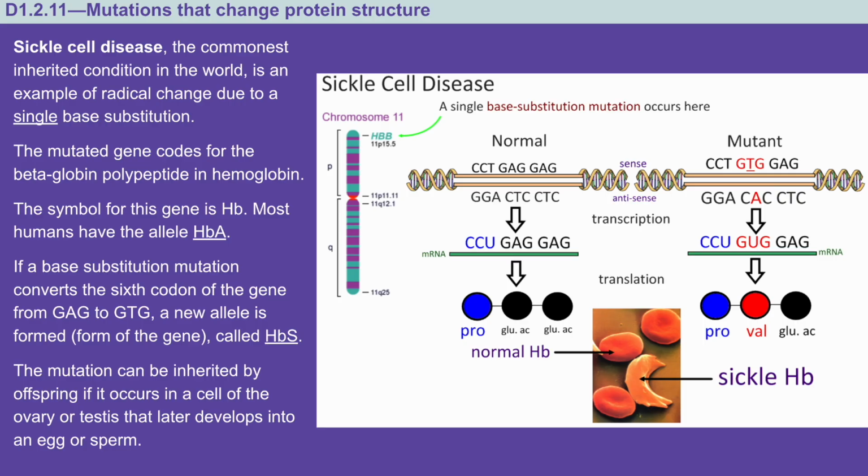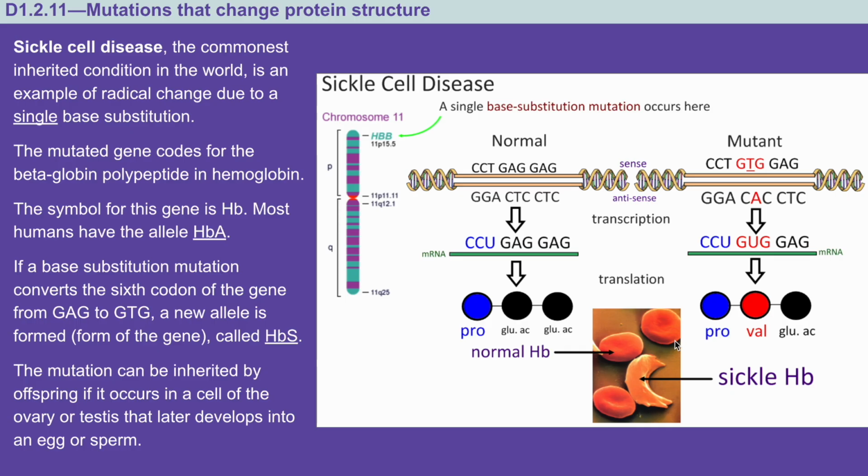Let's look at an example where a single base substitution has a radical effect, and that is our example of sickle cell disease, which is the commonest inherited condition in the world. The gene we're going to look at is the gene for the beta-globin polypeptide in hemoglobin. Hemoglobin is the protein that carries oxygen in our red blood cells. Now, our normal red blood cells are shaped like discs with concave indentations on each side.